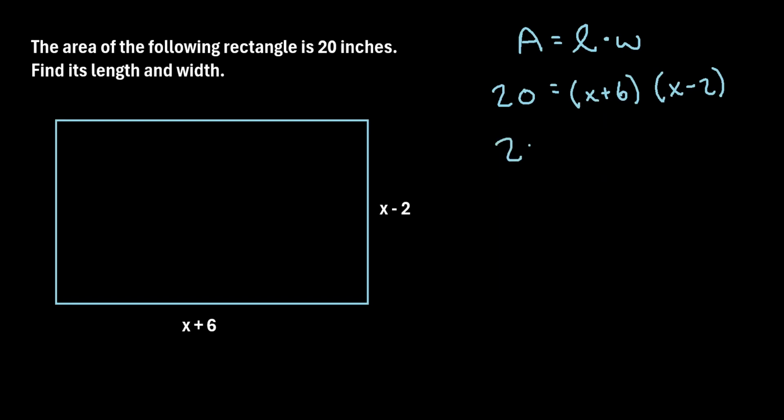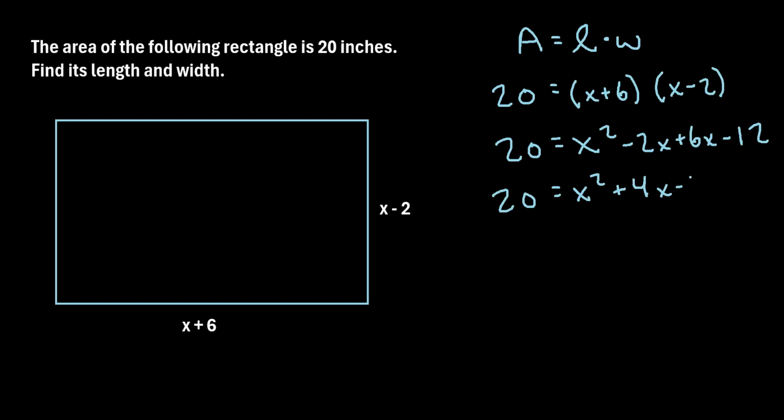So what we can write is 20 is equal to, on this right hand side, we can distribute this x into these parentheses. So we'll get x times x, which is x squared. And then we have x times negative 2, that's minus 2x. And then we can distribute the 6 into these parentheses. So we get 6 times x is plus 6x. And then we have 6 times negative 2, which is negative 12. So we simplify a little bit. We have 20 is equal to x squared. Negative 2x plus 6x is plus 4x. And then we have minus 12.